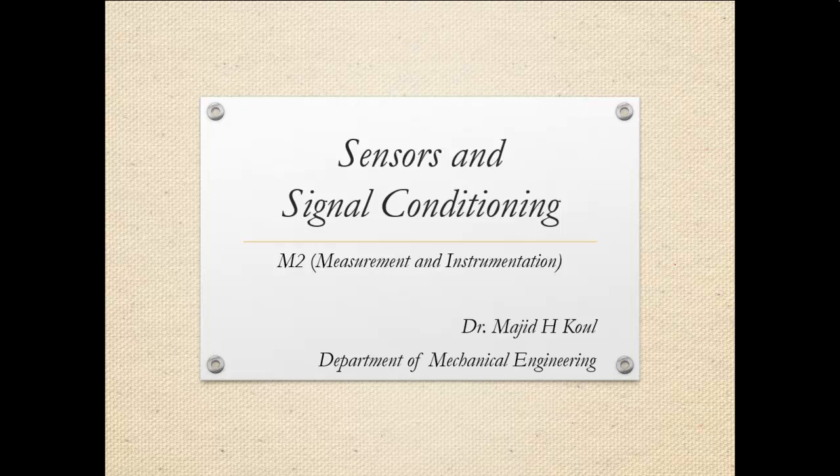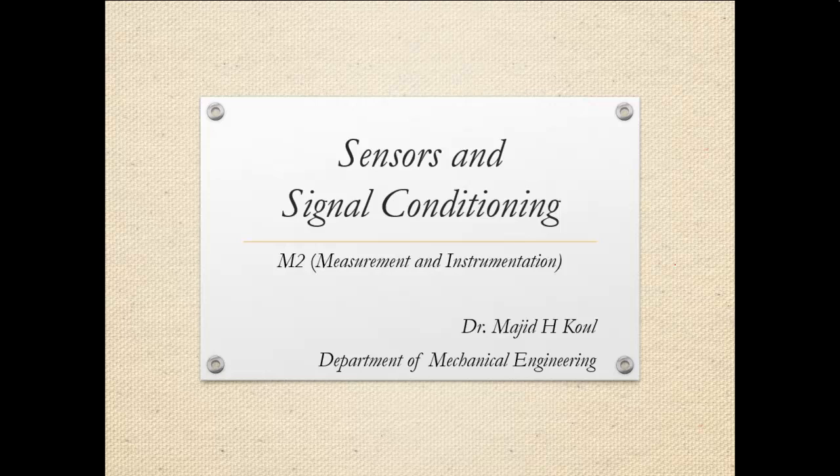All right, so let's talk about now sensors and signal conditioning. This is part of the module 2 of the measurement and instrumentation course that we're studying. So far we have seen basics about measurements and instrumentation. We have seen the functional elements of an instrument. We have talked about instrument types.